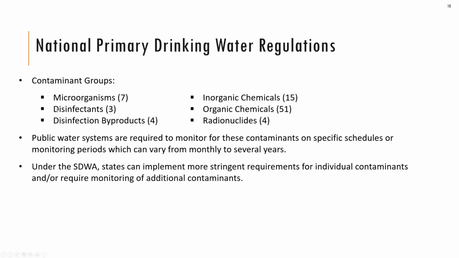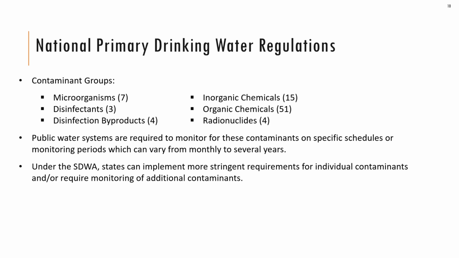So these contaminants can be grouped into 6 different groups. Microorganisms, which include contaminants such as E. coli; disinfectants, that includes chlorine; disinfection byproducts, that includes haloacetic acids and total trihalomethanes; inorganic chemicals, which include arsenic, lead, copper; and then organic chemicals such as atrazine and radionuclides like uranium.